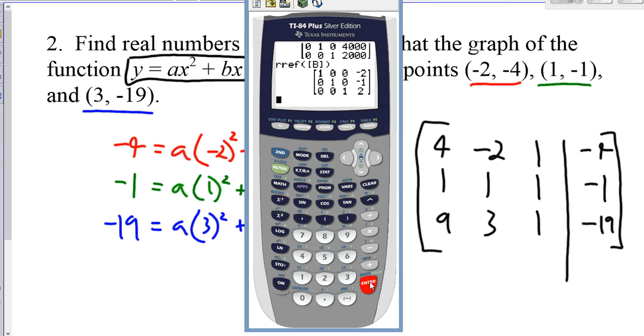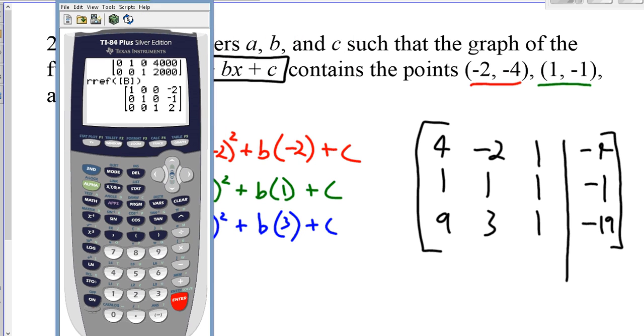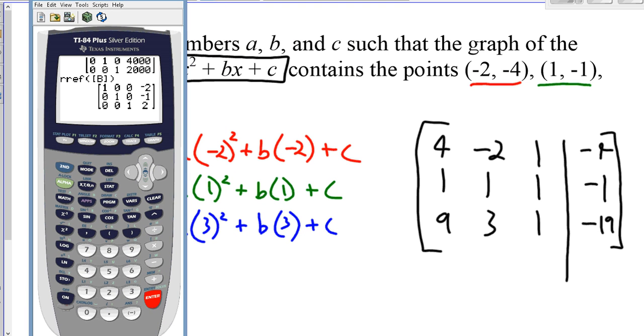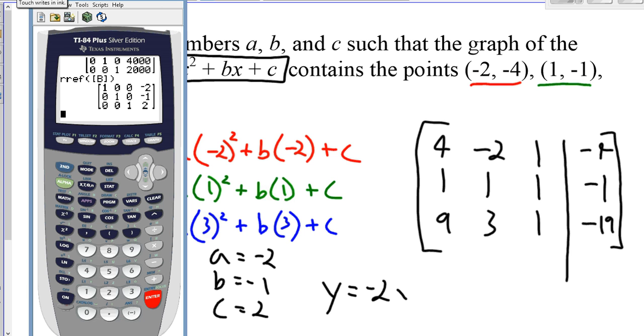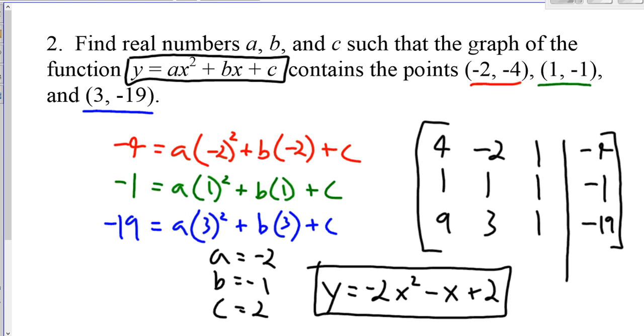And I should find out what my A, B, and C values are of this function to make sure it's satisfied by these 3 points. So my A is equal to -2, my B is equal to -1, and my C is equal to 2. Therefore, I get y equals -2x squared minus x plus 2 is going to satisfy all 3 of those points. Okay, let's look at our last example here.